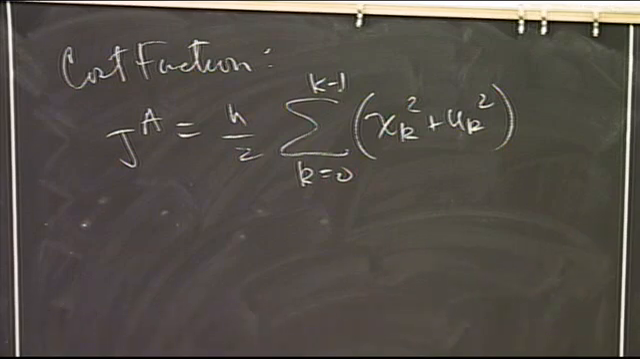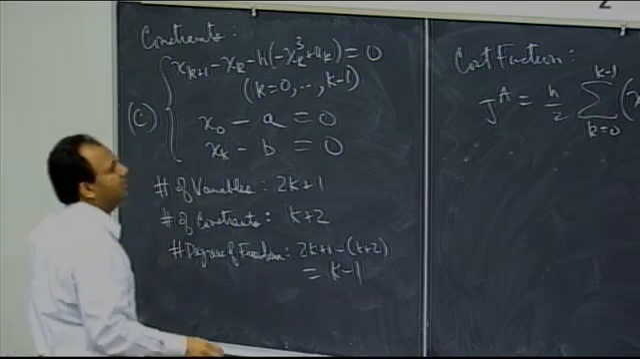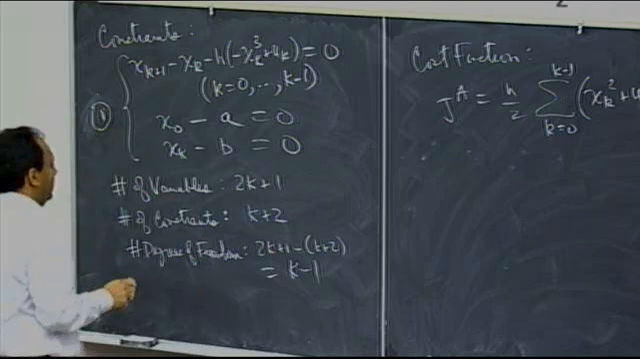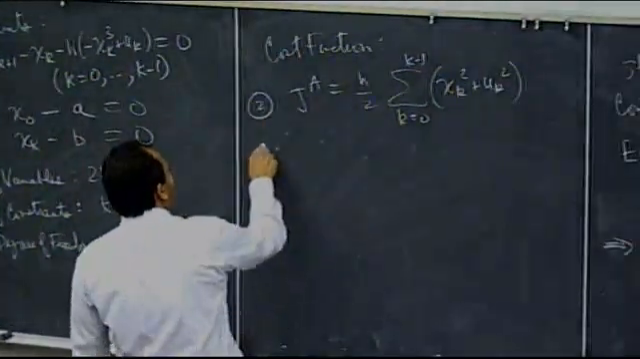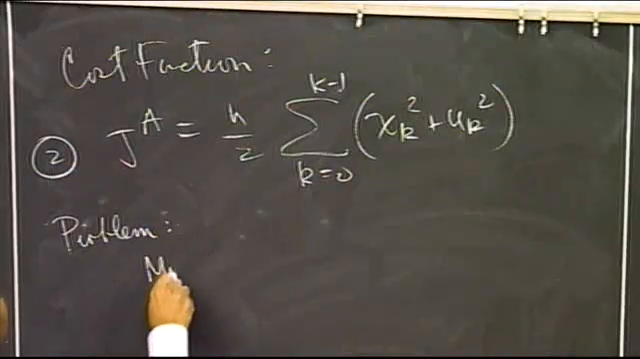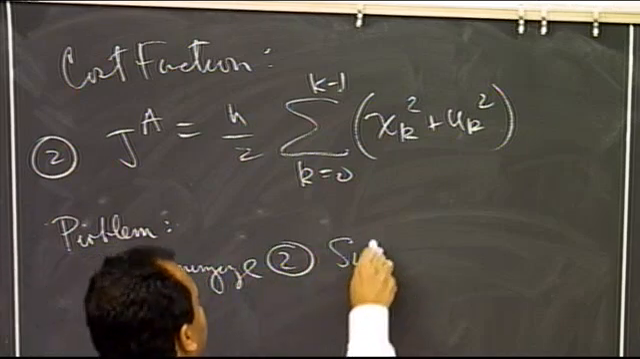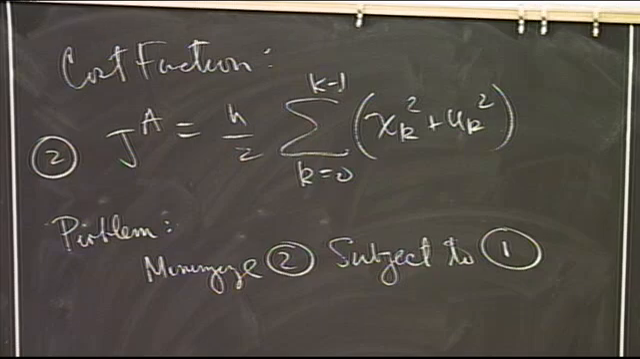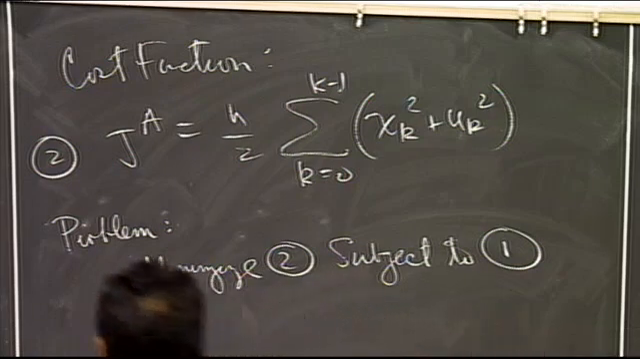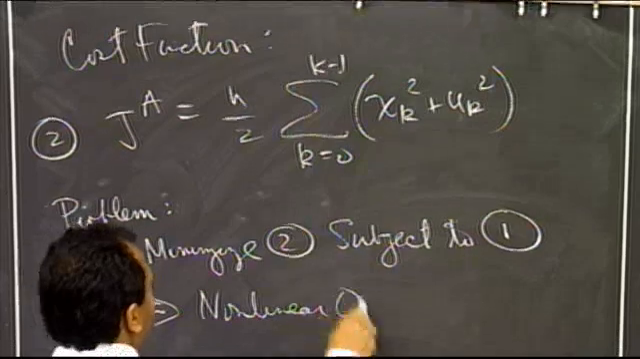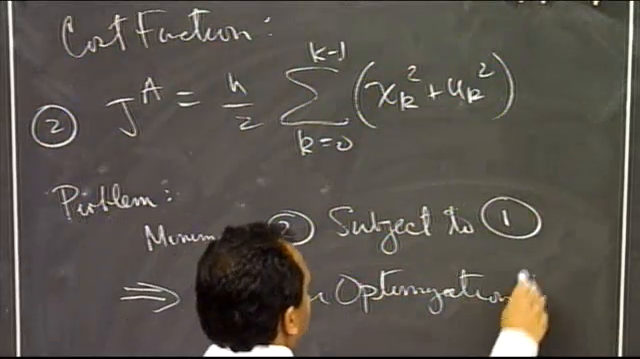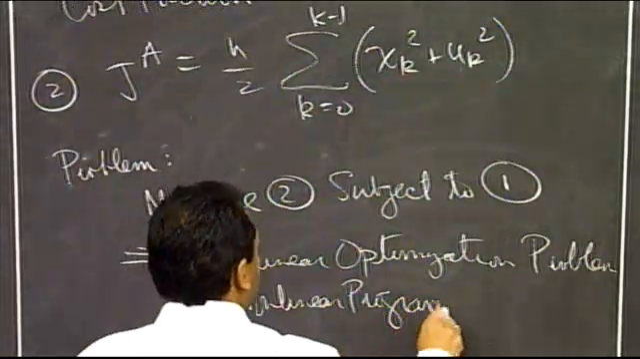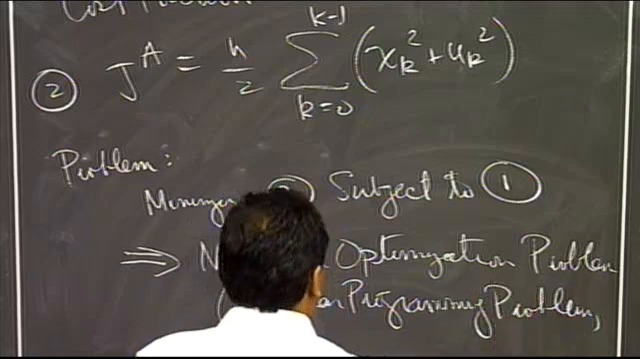So the problem is this. Let's call these the constraints. Let's call them 1, and we'll call this 2. So the problem is minimize 2 subject to 1, right? So let's minimize that cost function subject to those constraints. So what have I done? I have created a nonlinear programming problem. It's a nonlinear optimization problem, also called a nonlinear programming problem, which we abbreviate as NLP.